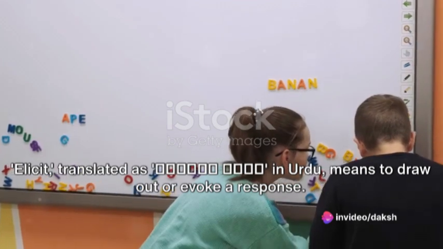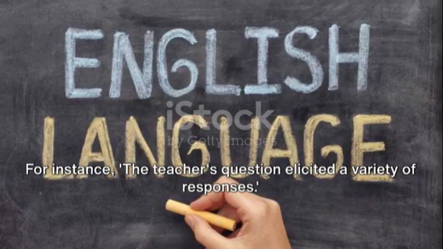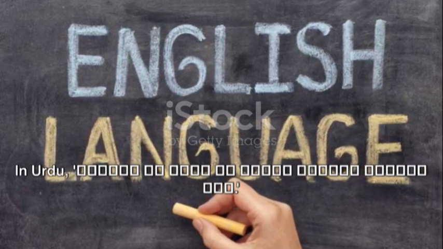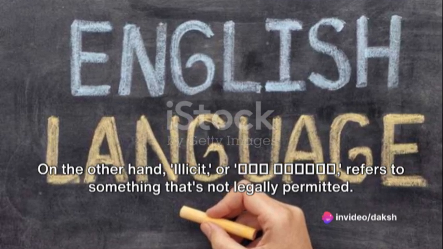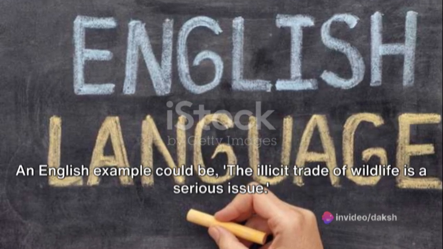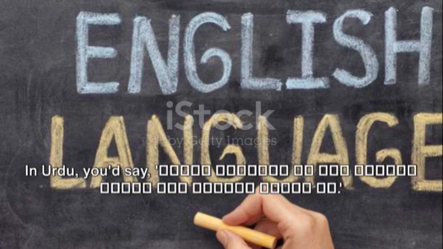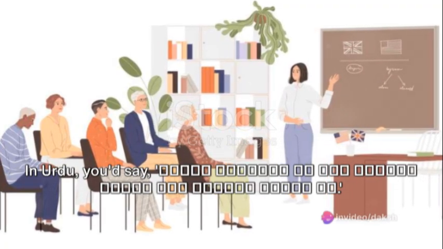Elicit, translated as bizi bakern in Urdu, means to draw out or evoke a response. For instance, the teacher's question elicited a variety of responses. In Urdu, staj kai sual ni mukhtalf jubat bzib ki. On the other hand, illicit, or gir kanuni, refers to something that's not legally permitted. An English example could be, the illicit trade of wildlife is a serious issue. In Urdu, you'd say, jingli haint kai gir kanuni chirt yik sanjid musil hai.